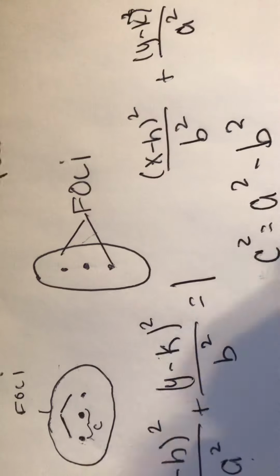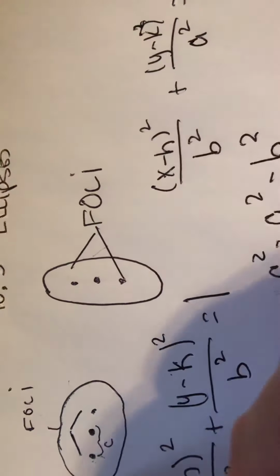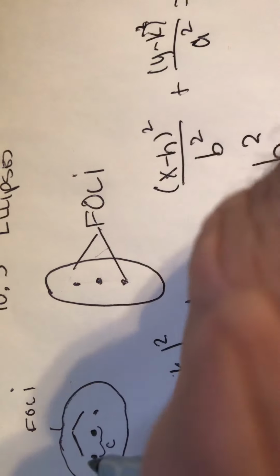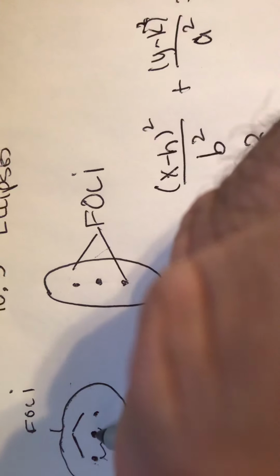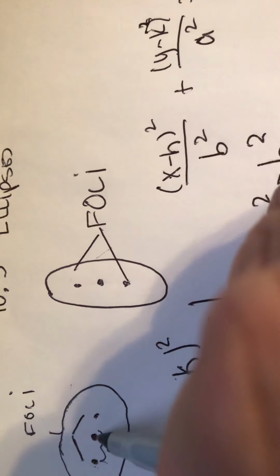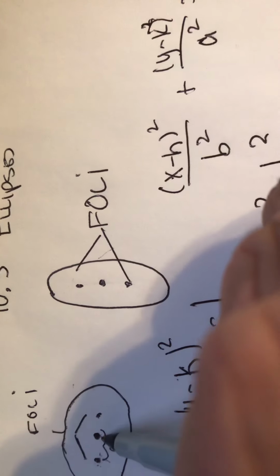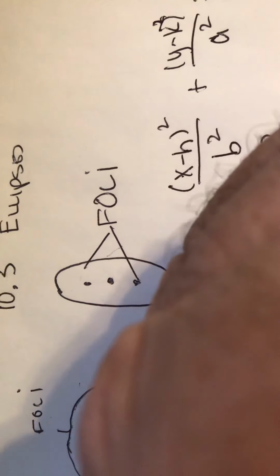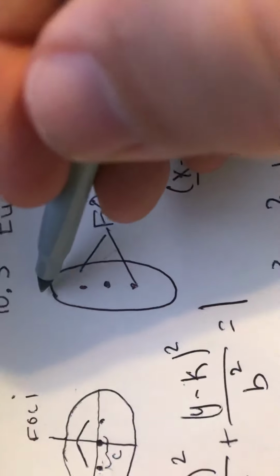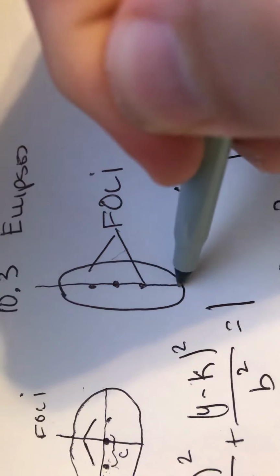Now, the distance, I've already told you this, the distance from the center to the focus is value c. You have two lines of symmetry on any ellipse. You have a vertical line and a horizontal line.